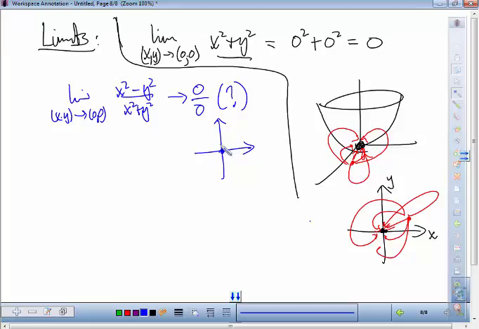Actually, there's an infinite number of ways to get to 0. Let's take a look at a couple of them. What if we approach 0 from the x-axis? So if I am defining a path on the x-axis, what can I say about my xy?